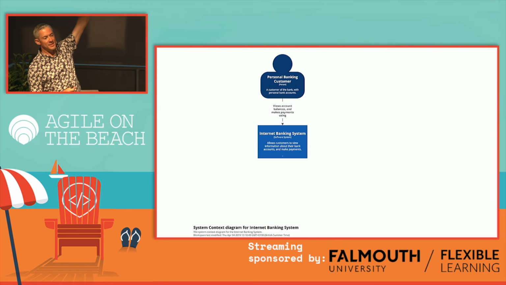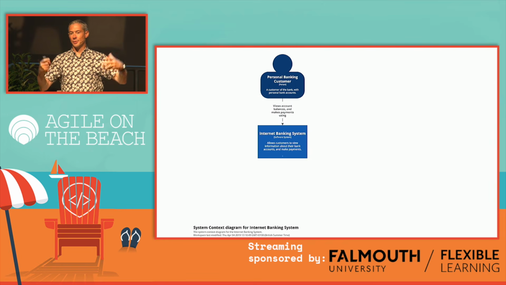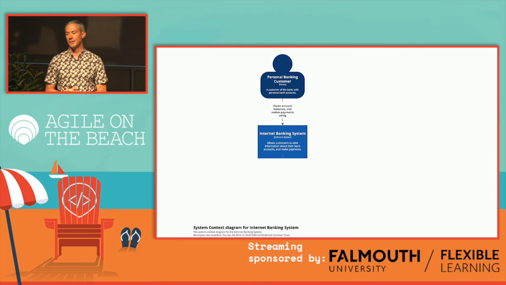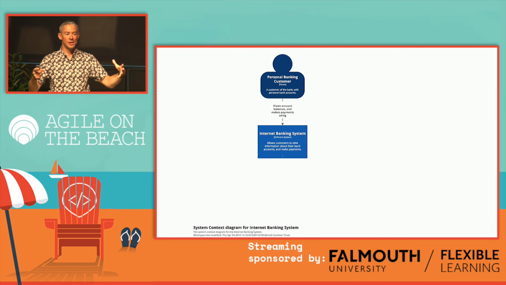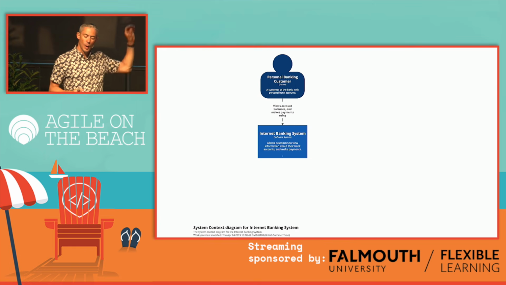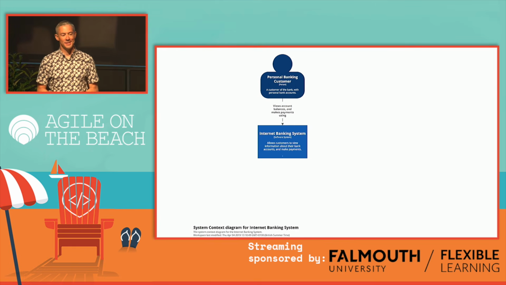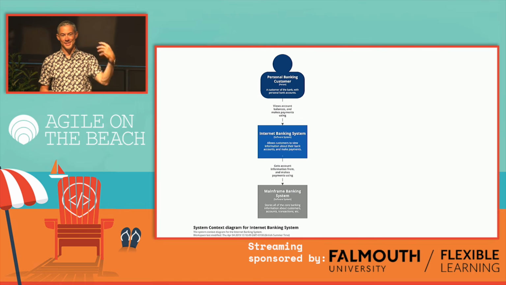So in this example, let's say there's only one type of user. It's personal users, personal banking customers. So you and I, as account holders, we want to use the internet banking system to get information about our accounts and maybe make some payments. Where does this system get its information from? Well, let's say the bank has an existing software system, a mainframe back-end banking system, and that's where all of the core banking data is stored. So we're going to have some interaction with that.